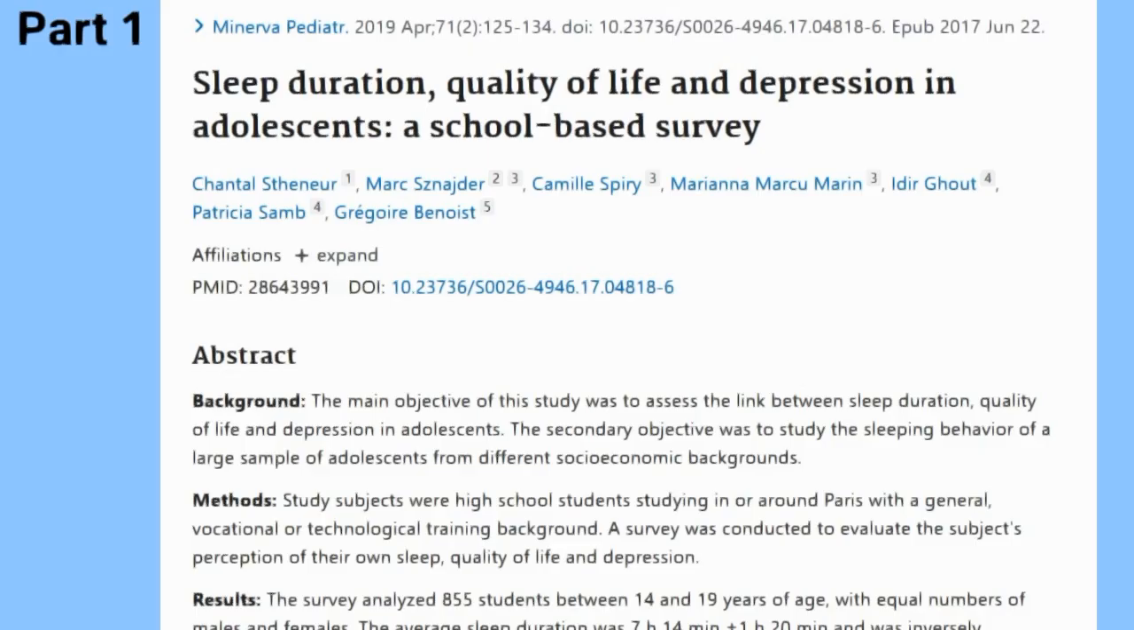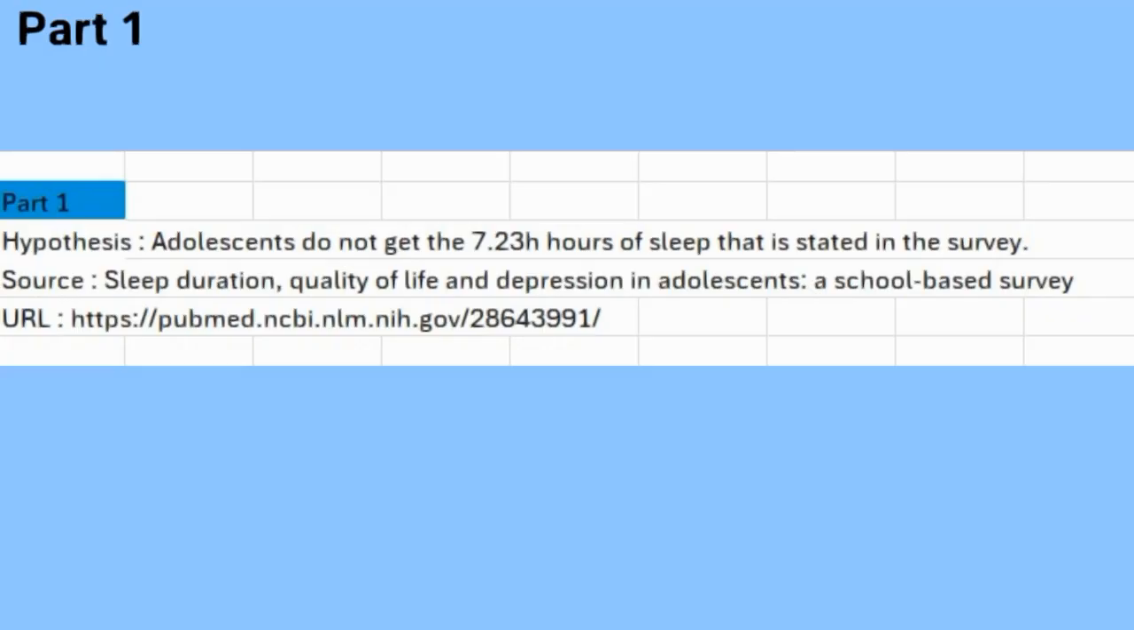This is the article that I have chosen. And this is what I inputted into my Excel sheet. So for part 1, the source I've chosen is Sleep Duration, Quality of Life and Depression in Adolescents, a school-based survey written and surveyed by PubMed.